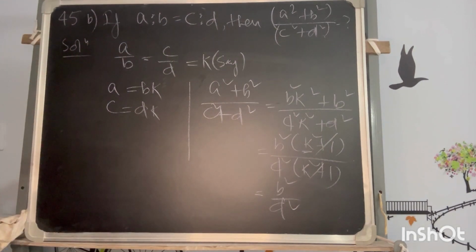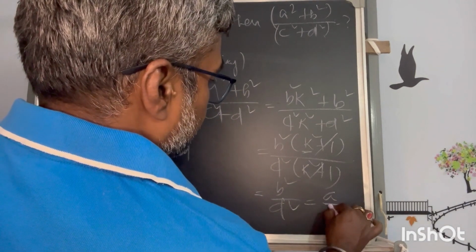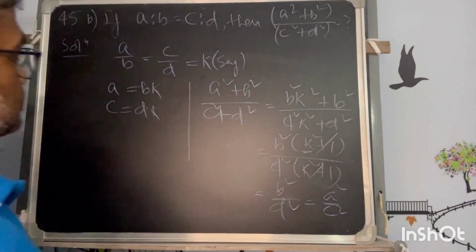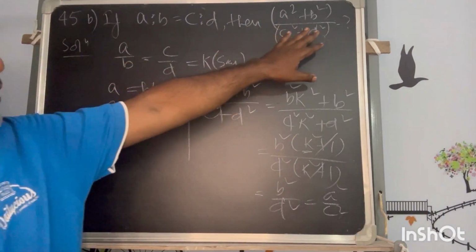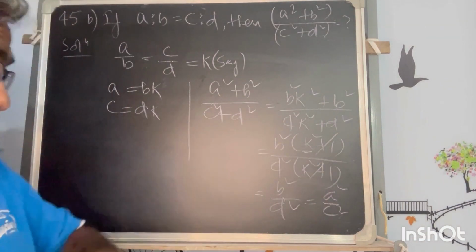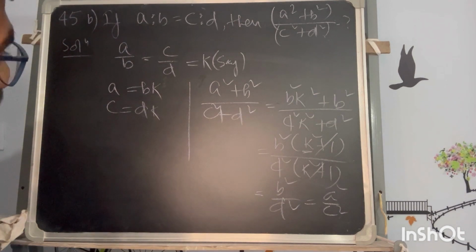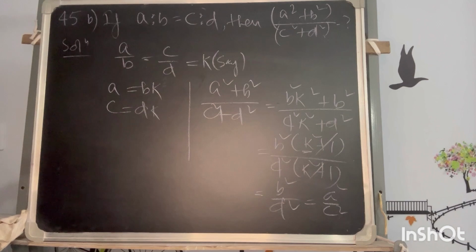So now this can also be said to be a square by c square. This also is possible. So your answer has to be the ratio between b square and d square. Any other way of representing? No, this is the only possible representation. This could be b square by d square.